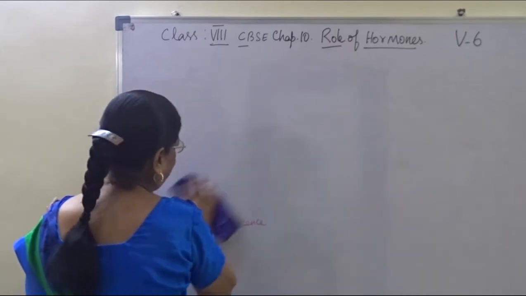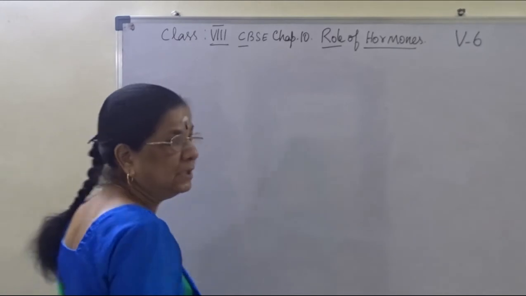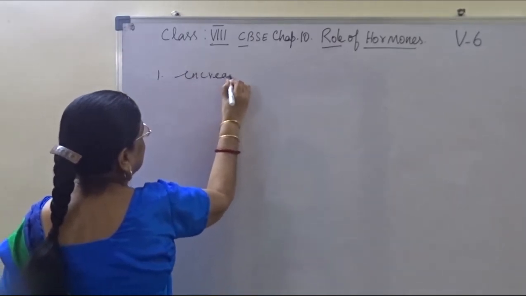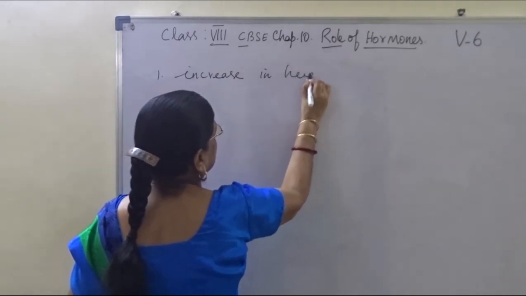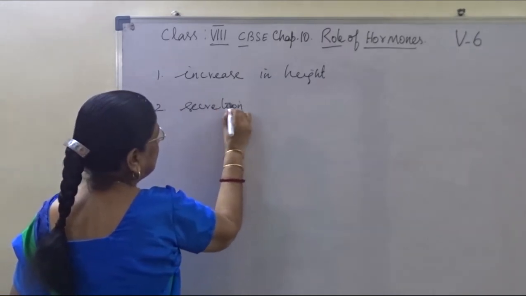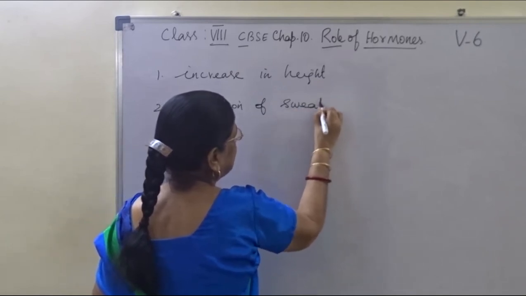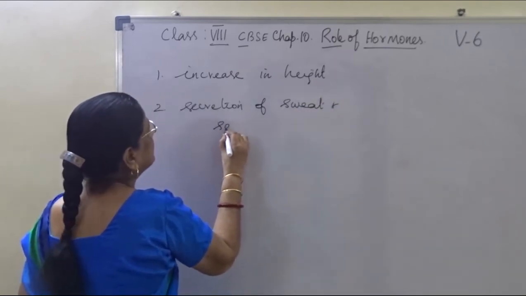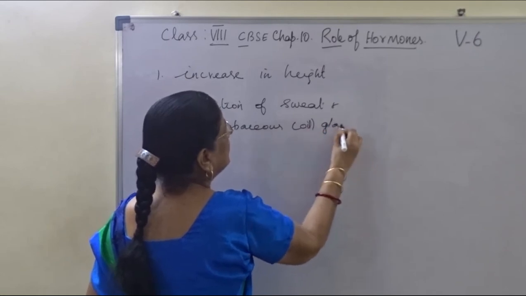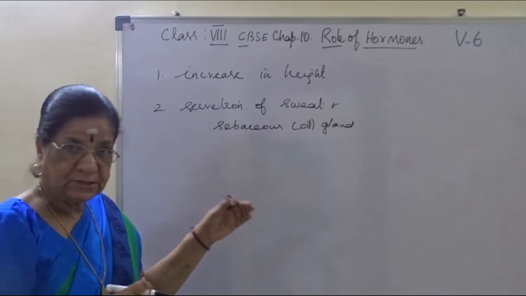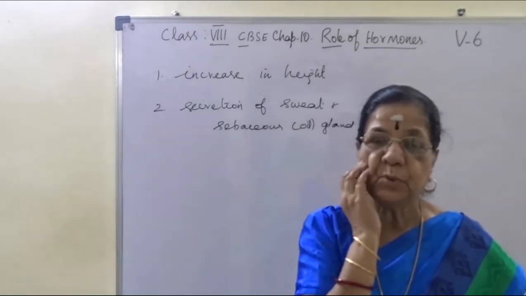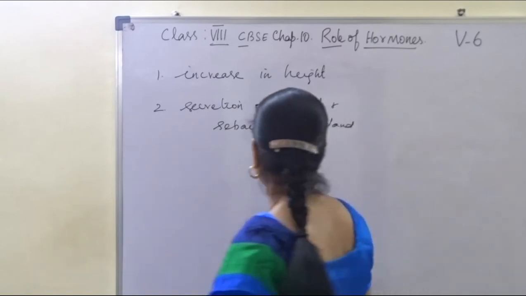The next one is about the changes at puberty. There is an increase in height, and secretion of sweat and sebaceous gland. The sweat gland will secrete sweat, and the sebaceous gland, that is the oil gland, will secrete an oily substance called sebum.